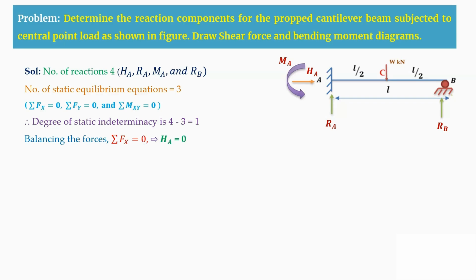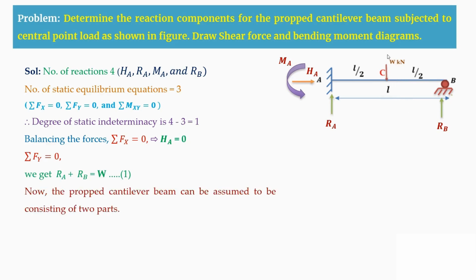We'll balance the forces now. We'll take sigma Fx equal to 0. As you can see in this picture, there is no inclined load or externally applied horizontal load. Therefore, HA will be equal to 0. Next is sigma Fy equal to 0. That is, the summation of upward forces will be equal to the summation of downward forces. That is RA plus RB, which are the reaction components at the supports, whereas W is your externally applied load. Therefore, we get RA plus RB equal to W.